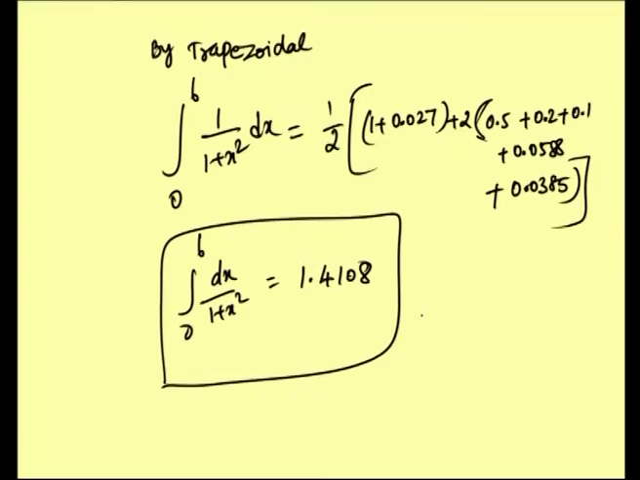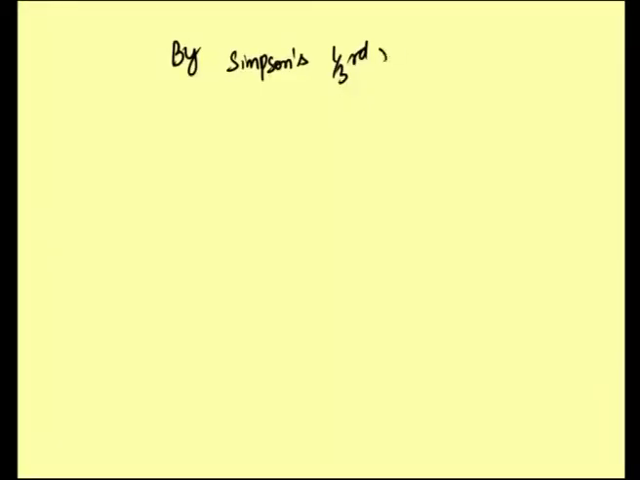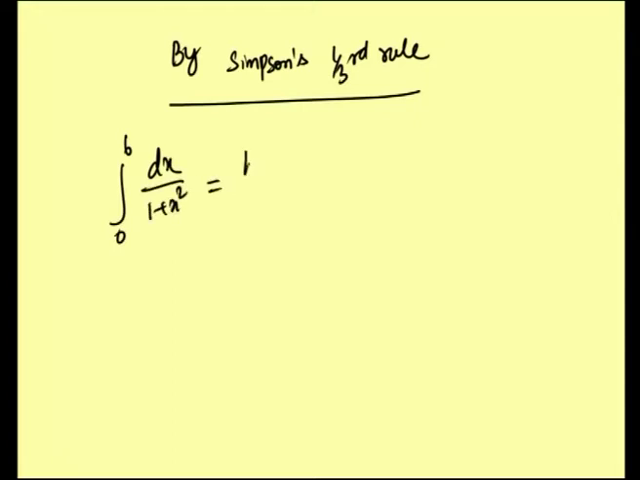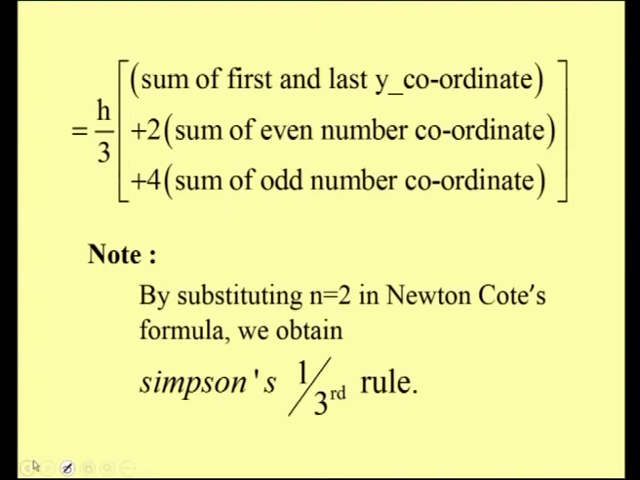Next, by Simpson's rule. By Simpson's rule, the number of values should be odd, that is, the number of intervals should be even. Therefore, we are having 7 values, so we can apply Simpson's 1/3 rule. By Simpson's 1/3 rule, the integral 0 to 6 of dx by 1 plus x squared equals h by 3 into, h is here again 1, so 1 by 3 times the sum of first and last ordinate, that is 1 plus 0.027, plus 2 times the sum of even number coordinates.